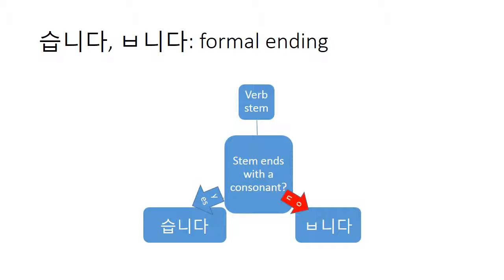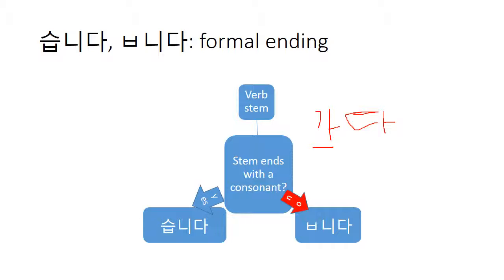When we conjugate the verb, you need to look at the stem first. The stem means something that you can extract the meaning from the verb, right? So all the verbs end with 다, such as 가다. If that's the verb, what would be the stem? The stem is 가, right? Because it only carries the meaning of the verb, which is to go.